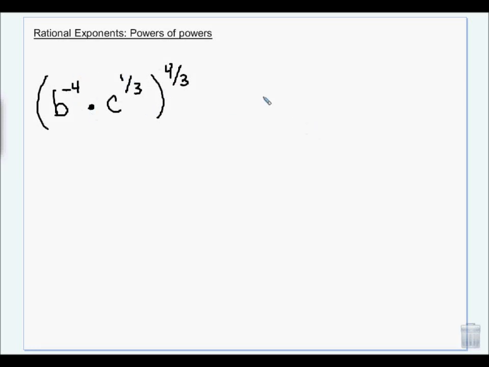This is like distribution, sort of, because when we raise a power to a power, we multiply. And when we have two bases, we multiply this external exponent times each of the internal exponents. So I'm going to multiply here, I'm going to multiply here. So this becomes b to the -4 times 4/3 times c to the 1/3 times 4/3.